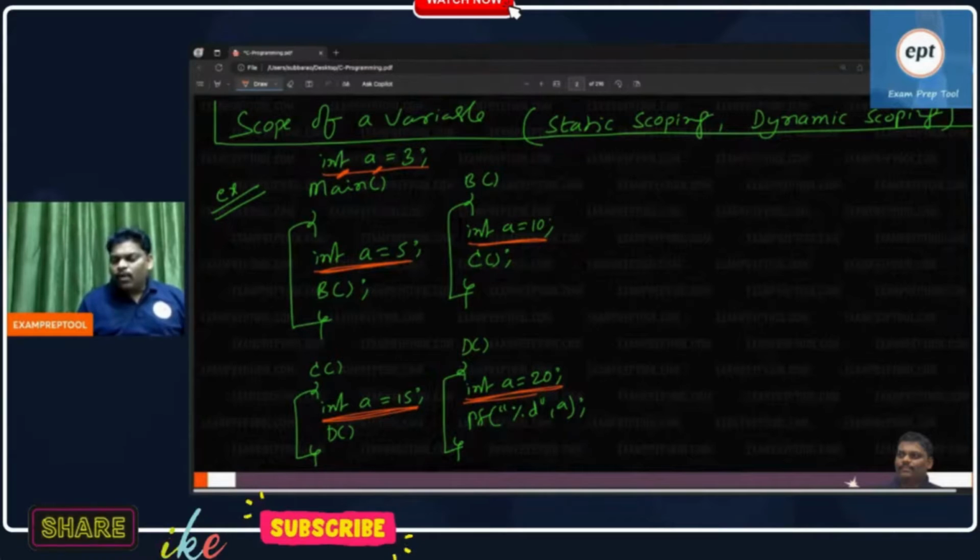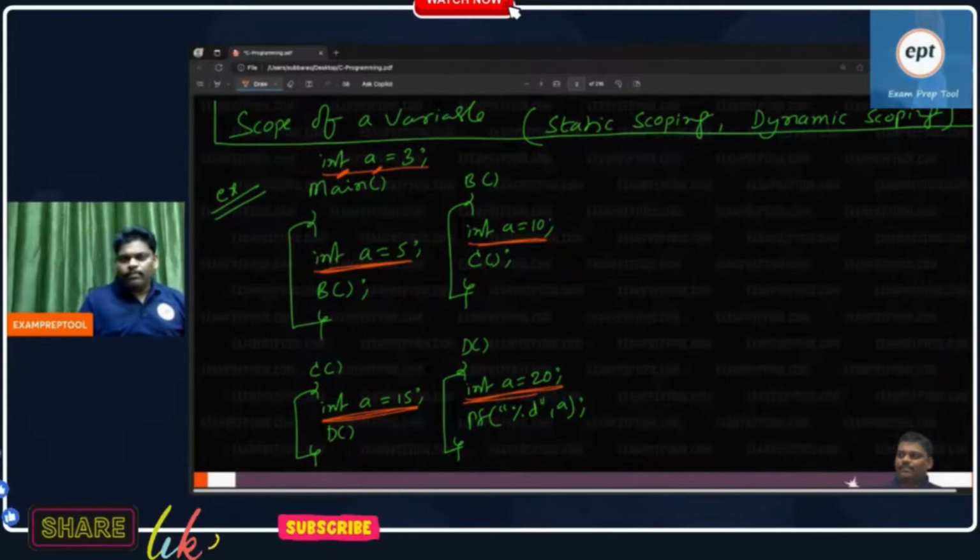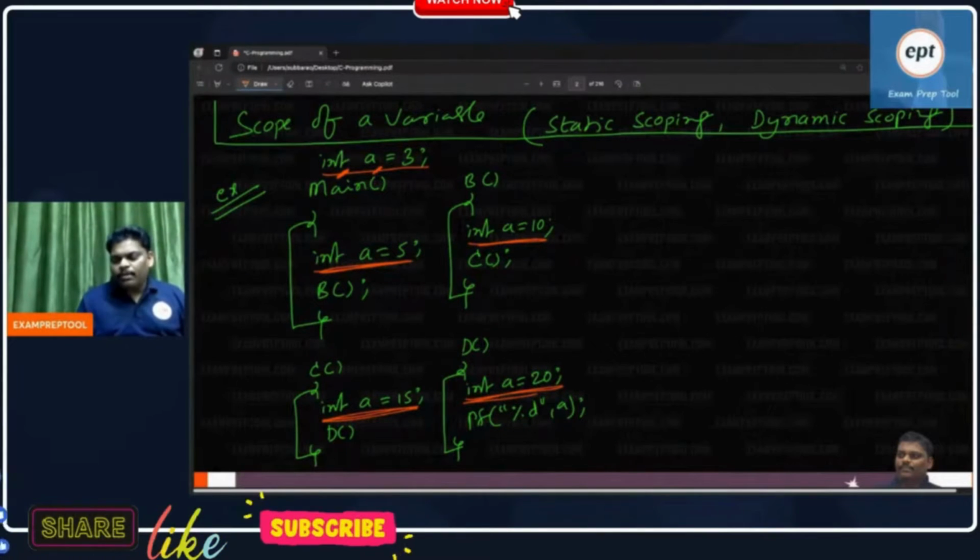Can anyone tell me, out of those 5 declarations, how many declarations belong to global? You are saying 5 declarations, I am very happy. But how many are local declarations? How many are global declarations? The answer: global declaration is 1. Local declarations are 4. Please be careful.